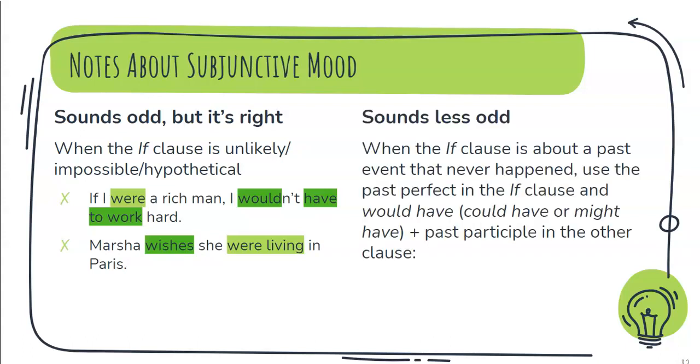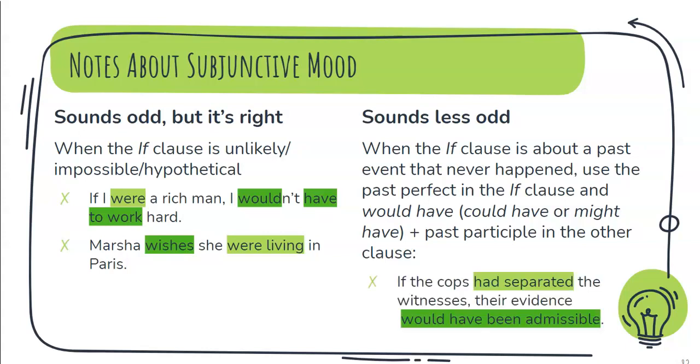When the if clause is about a past event that never happened, use the past perfect in the if clause and would have or could have or might have plus the past participle of the verb in the other clause. If the cops had separated the witnesses, their evidence would have been admissible.